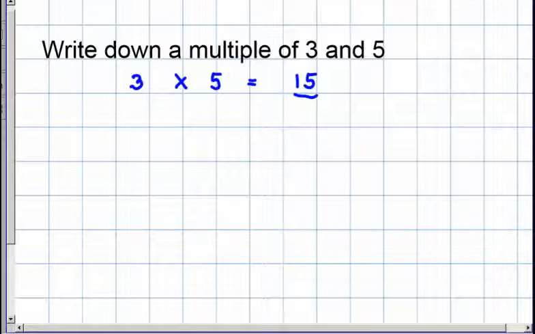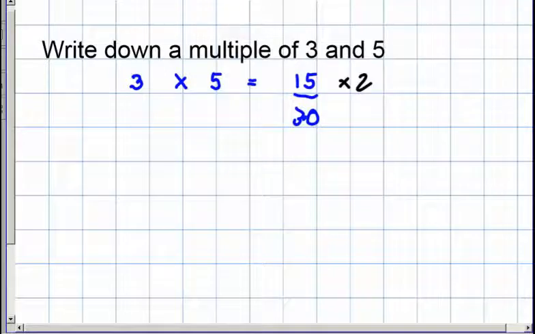Now, what about if it asked you to write down another multiple of 3 and 5? Now, that's a bit harder, isn't it? 3 times 5 is 15. So if I just times that by another number, a simple number would be 2, I'd get 30. And because 15 was a multiple of 3 and 5, anytime I multiplied 15 by another number, I got a multiple of 3 and 5.